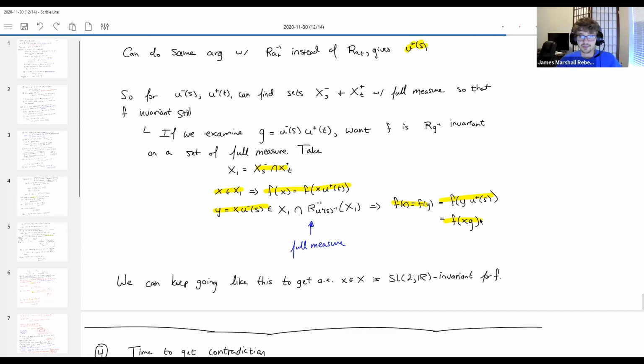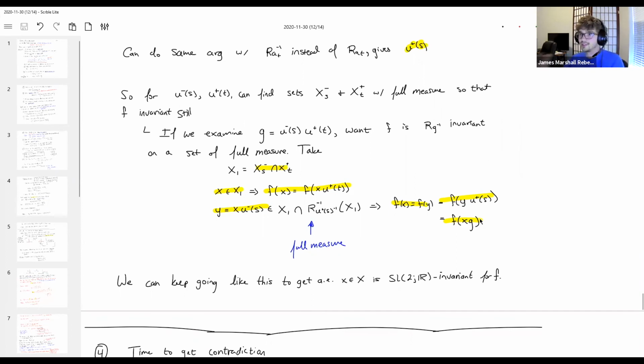And so you just keep going like this, and if you want to take more and more products, you just keep doing the same kind of trick, and this will give you SL2R invariance since u minus and u plus generate the set. So we can show that we can find sets of full measure such that products of their elements are invariant. And it's almost everywhere, yeah.